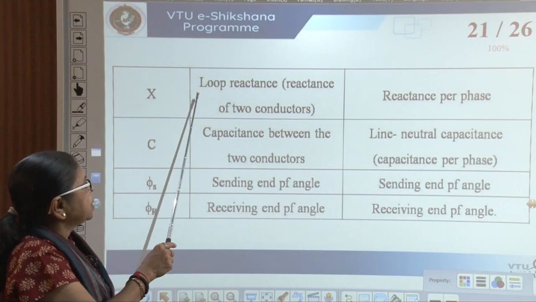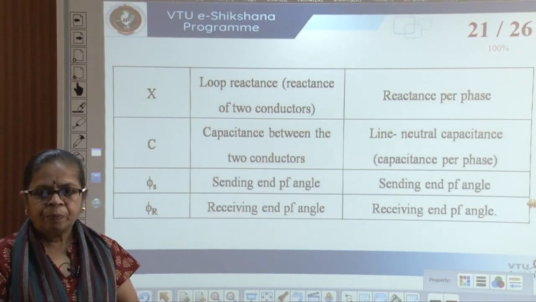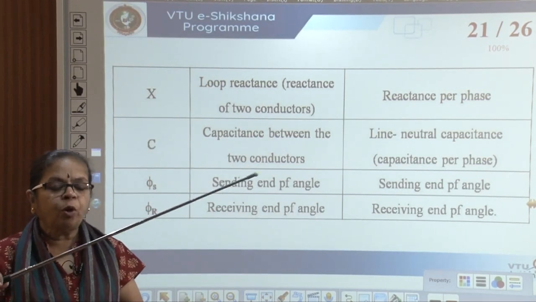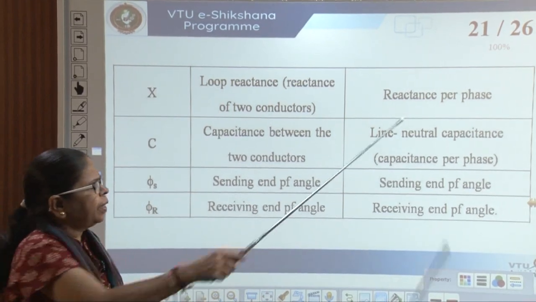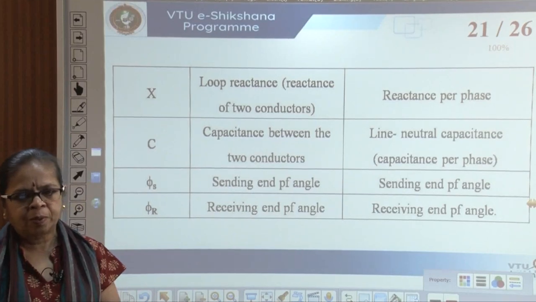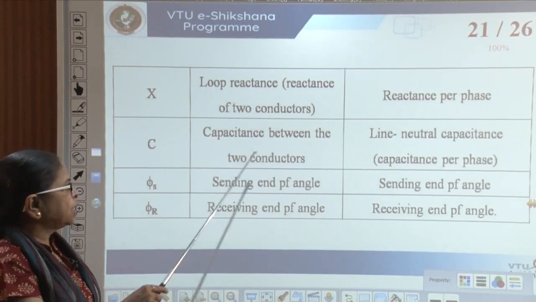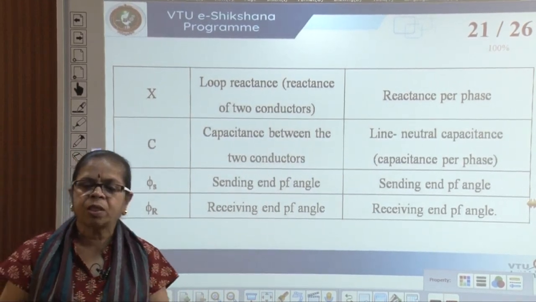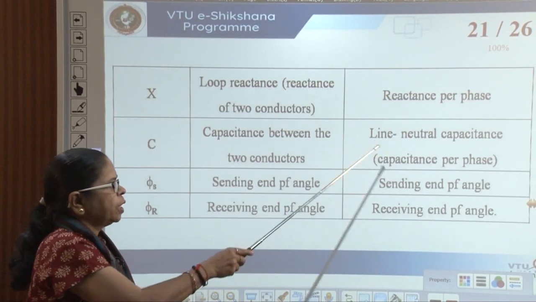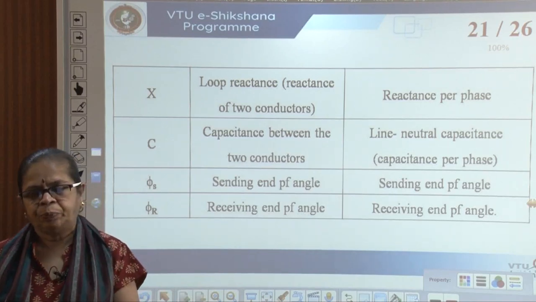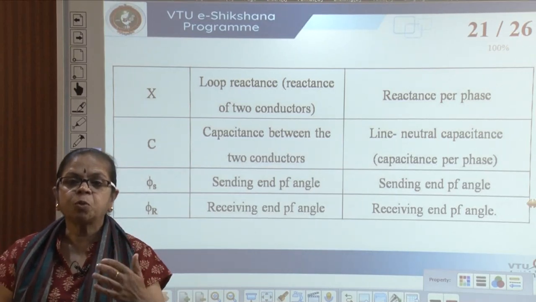Similarly, X is the loop reactance. So, if you take your data, which will normally be for one conductor, you have to multiply it by 2. And here it is reactance per phase. And capacitance is between the two conductors for a single phase system, and for a three phase system, it is between the line and neutral. What we call capacitance per phase.